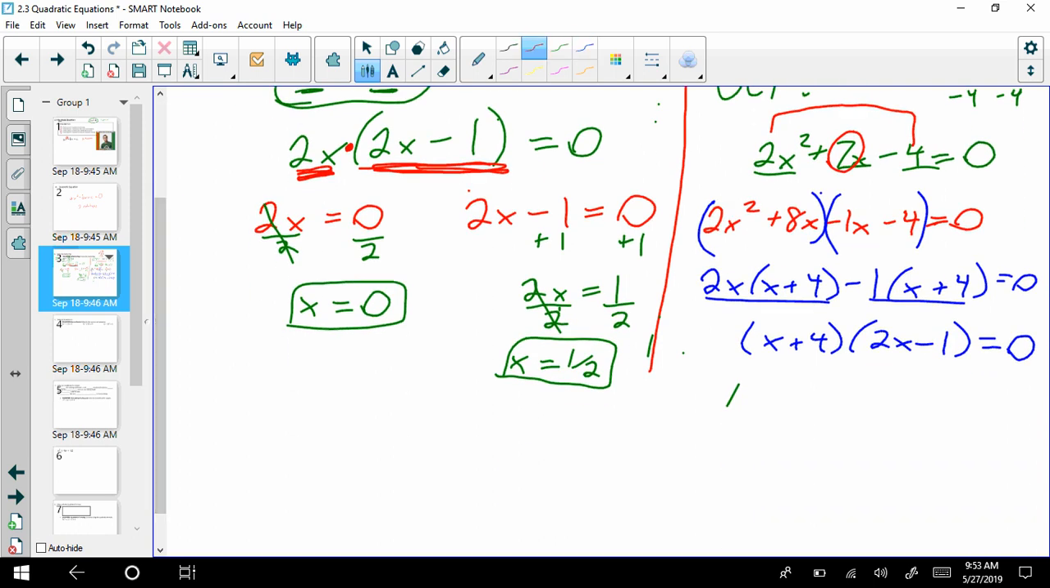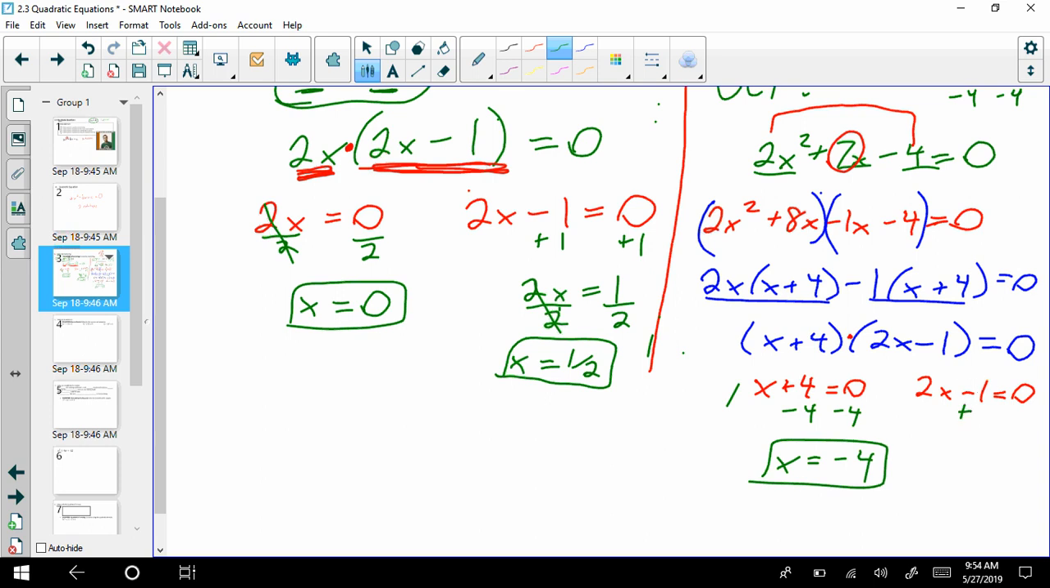And now, since I have my two quantities joined by multiplication, I'll set each piece equal to 0 and solve. So the one on the left to solve, I just have to subtract 4. The one on the right to solve, I'd have to get rid of the 1 first by adding. And then I can divide by 2. So my two answers are -4 and 1/2.